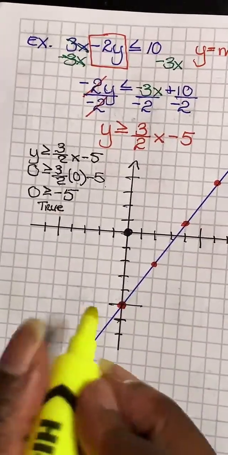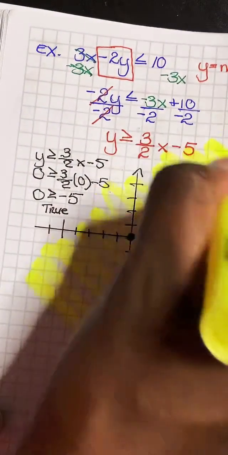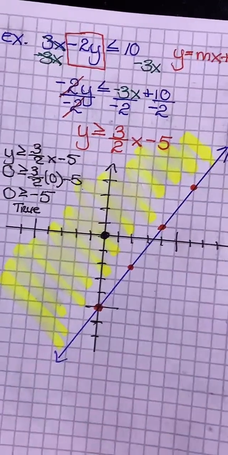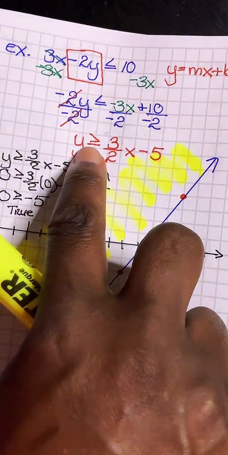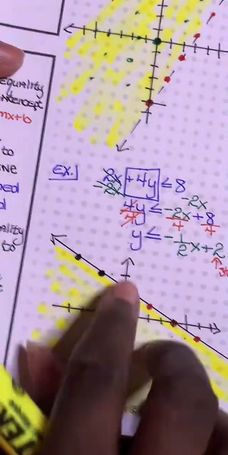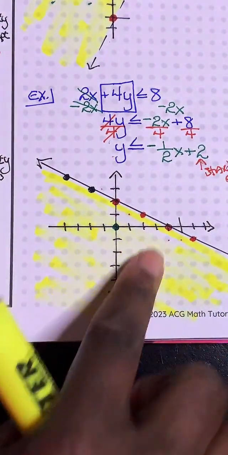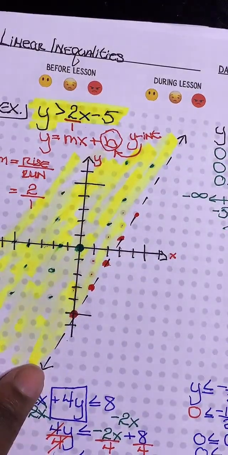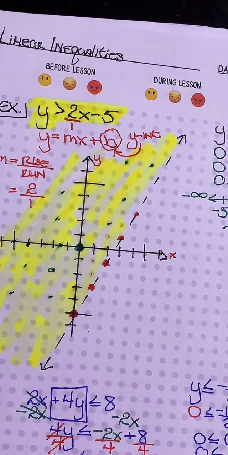Since it is a true statement, we're going to shade the side that contains that point (0,0). But as I mentioned earlier, if it's greater than, and you notice the line, the greater than, it's going to be above. See? Greater than or equal to, it's going to be above. For here, it was less than. Less than, we shade below. Here, this was greater than. Greater than, we shade above. So you can take that as a quick shortcut.